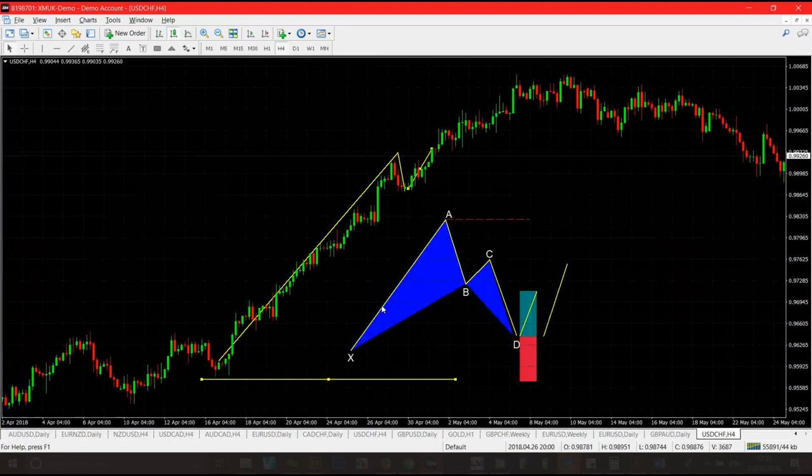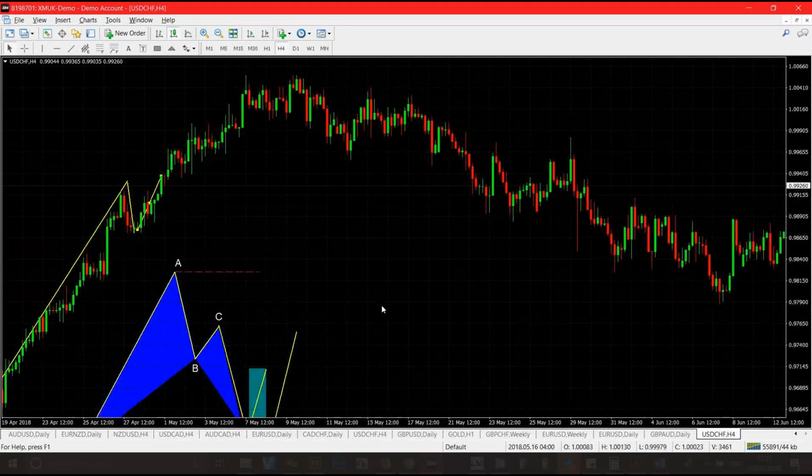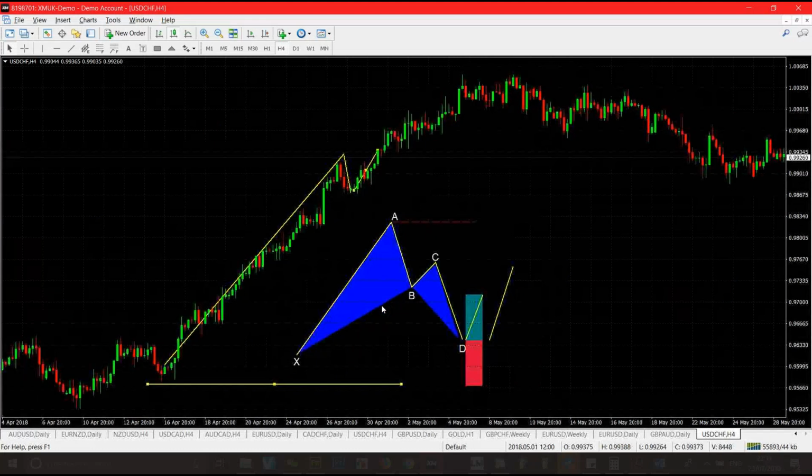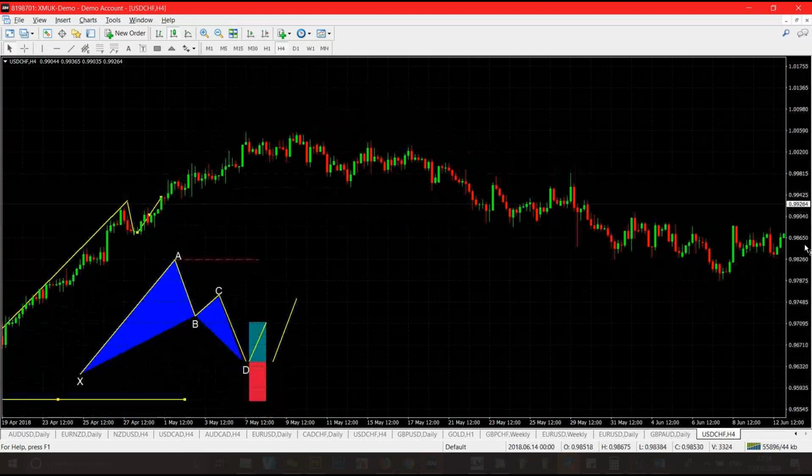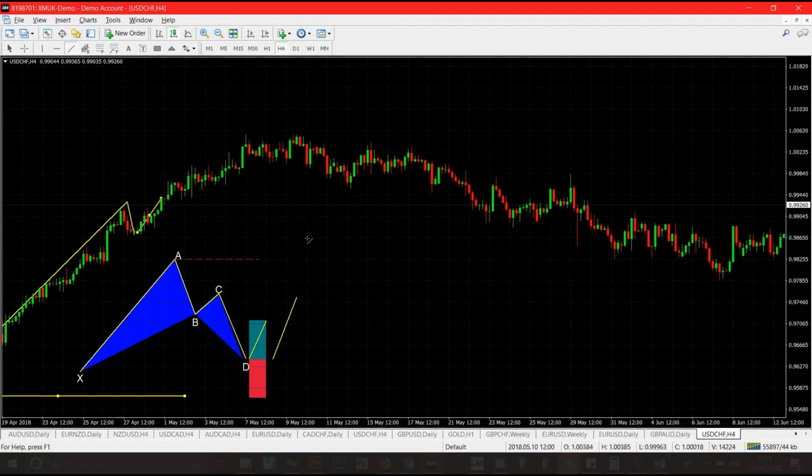So that's for the bullish Gartley. Let me do the bearish now so that you can see it's pretty much the same thing. You have your impulse leg first from the up. Remember, it's bearish, so it means your impulse leg must be coming from up, and then you have your pullback.